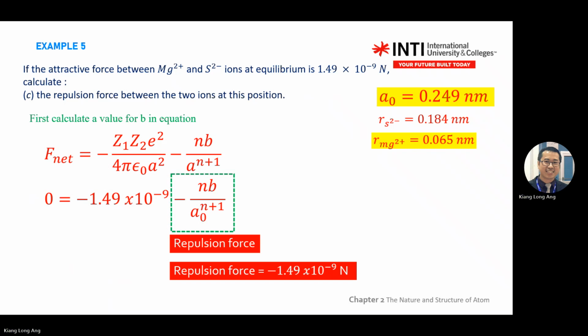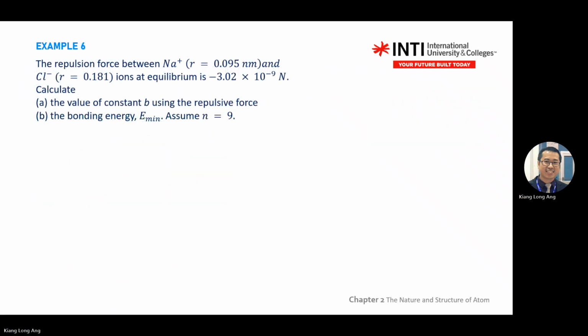Okay? Any question? So let's look at example 6. Now, this question asks you about energy, also an application question. So repulsive force is given at equilibrium, R is given for the positive charge and negative charge ion, and these are all in nanometers. Calculate the value of constant B using the repulsive force energy equation, and the bonding energy E minimum, assume n equal to 9. You need to find E minimum.